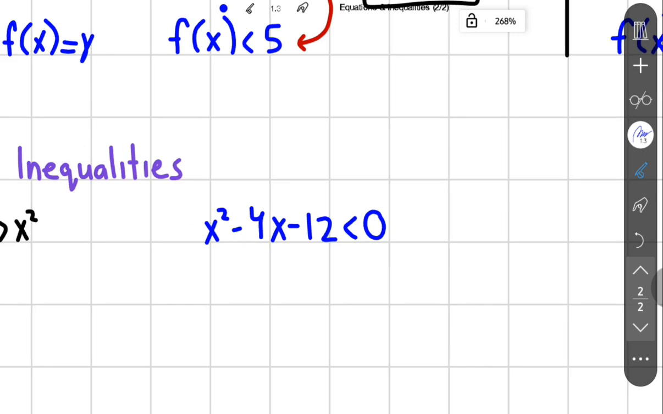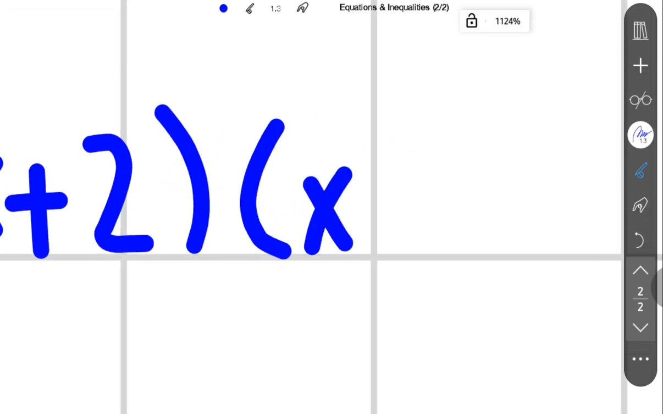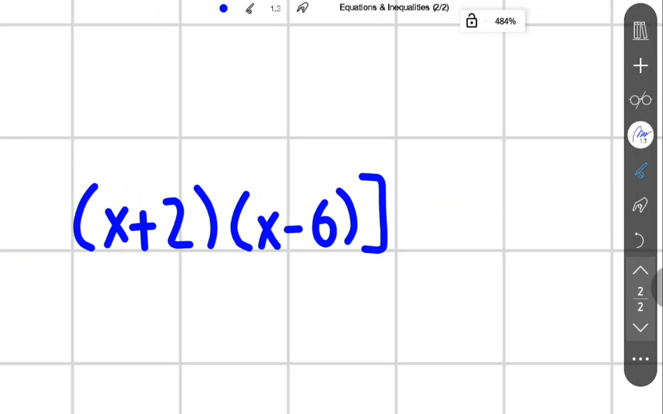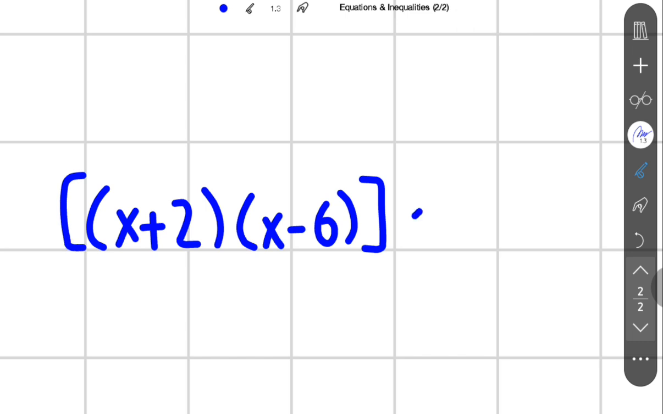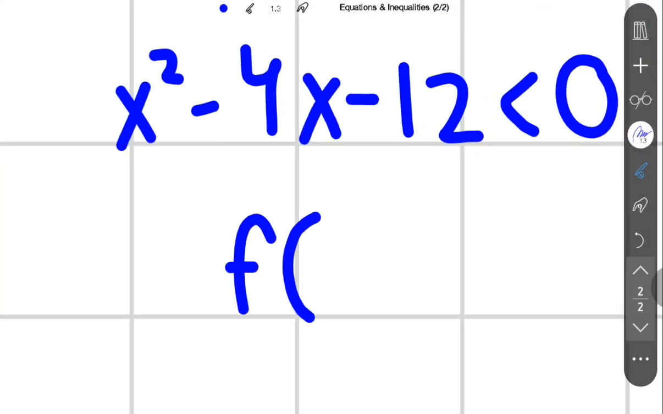And if we were to factorize this, which we easily can do, we'll be left with x plus 2 and x minus 6, and all of this as a whole is basically less than 0. So at x equals negative 2 and x equals 6, this will correspond to values of y that are less than 0, and you'll get to see what I mean, because this is just basically the factorization. This is basically f of x being less than 0.